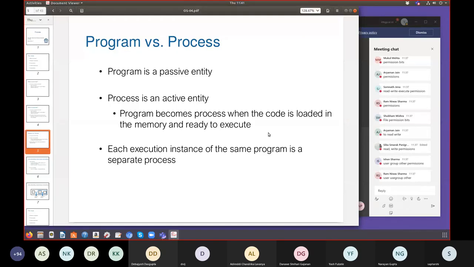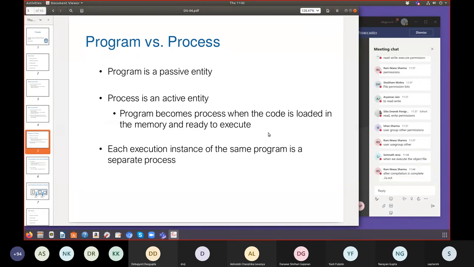So let me ask, suppose you have written a program, hello.c. When exactly will it become a process? Okay, Shamnath, when we execute the object file, but can you make it more specific? Like, what do you mean? When we give a particular command? Exactly, when we give the command ./a.out.